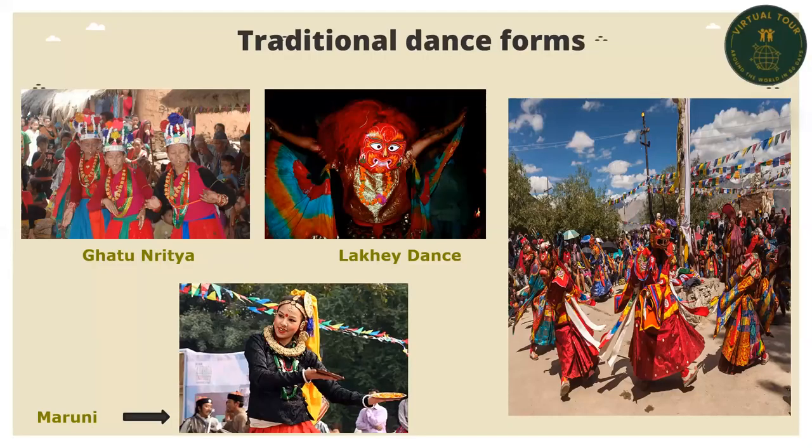Coming to the traditional dance forms, they have three different traditional dance forms. One is the Ghatu Nritya, then there is the Lakhe dance, and then there is Maruni. These are three different traditional dance forms of Nepal. Okay, now coming to the national animals. The national animal is the cow.